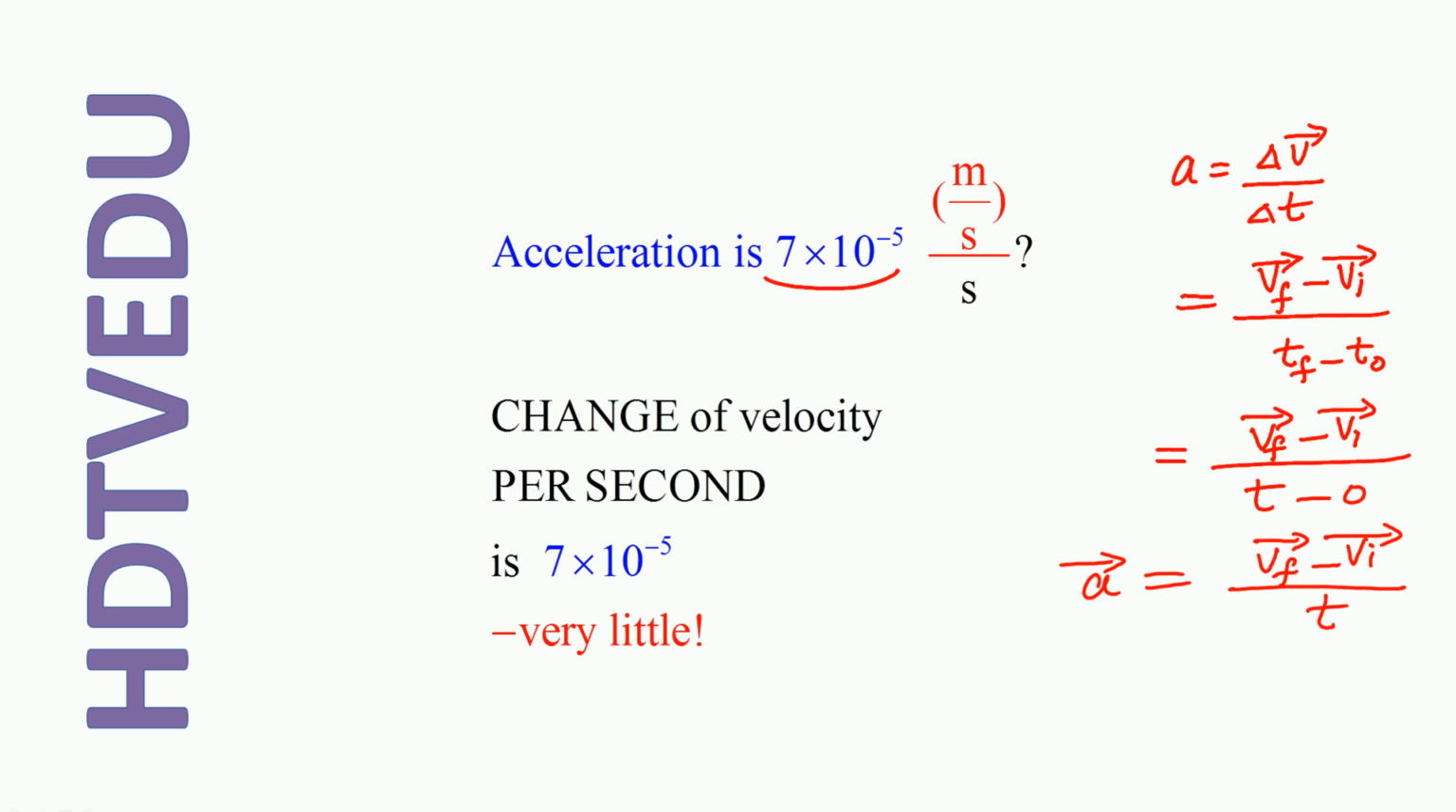So our acceleration is v final minus v initial divided by time. Do not forget, acceleration is a vector. So when we are told that our acceleration is 7 times 10 to the power of negative 5 meters per second squared, it means that's how much our velocity is going to change every second. Don't you agree? This is a very tiny, small number. Very little. So what is the catch? The catch is that you really need the thrust for a very long time. How long? Let's see.